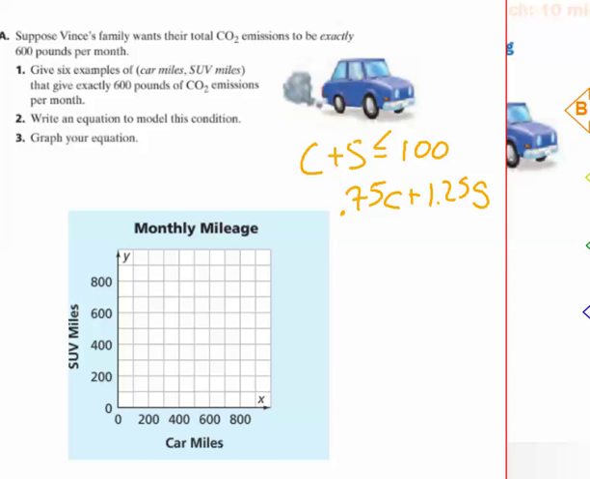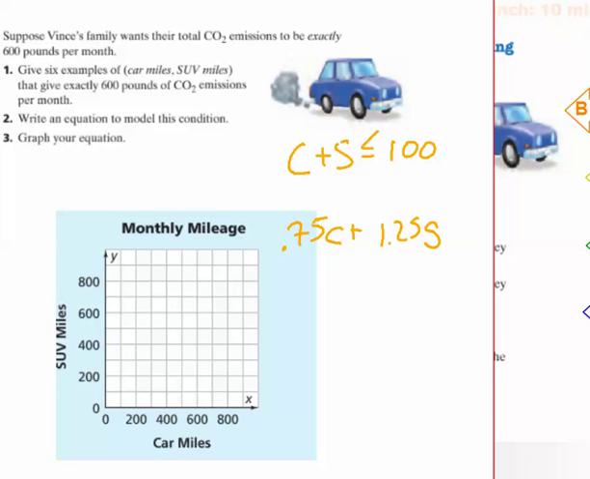Okay. So, and this all is going to have to be, I'm going to scoot this over. Sorry that you had to listen to that side conversation. And so this is all going to be equal to, in this case, because we're looking for exactly. So that's how you know it's equals. So that's going to have to be exactly 600 pounds of CO2.